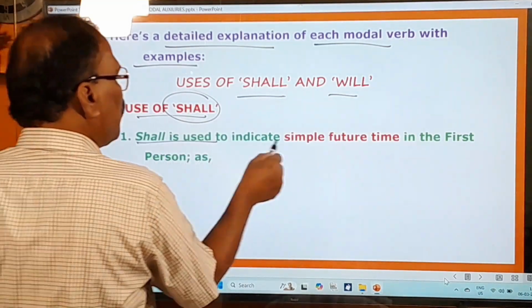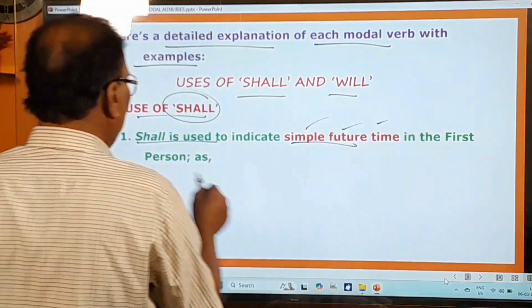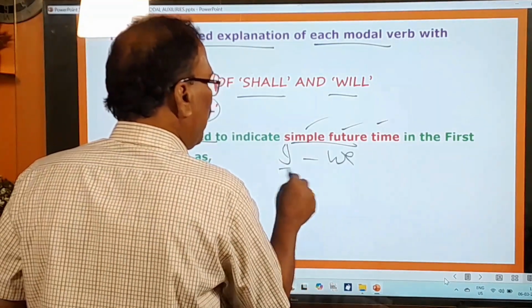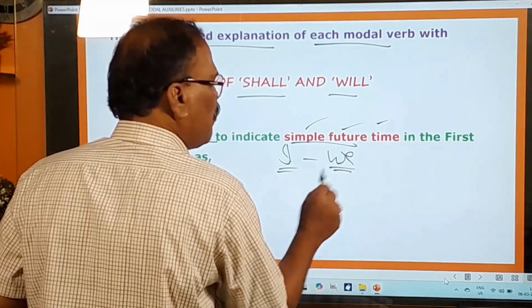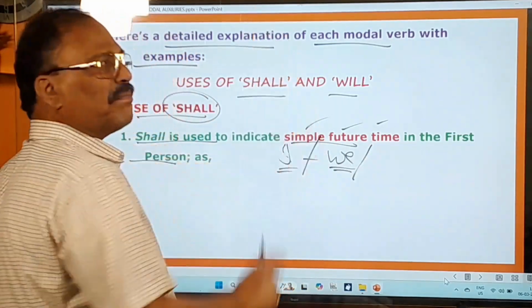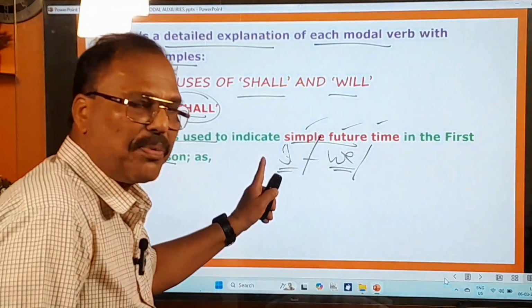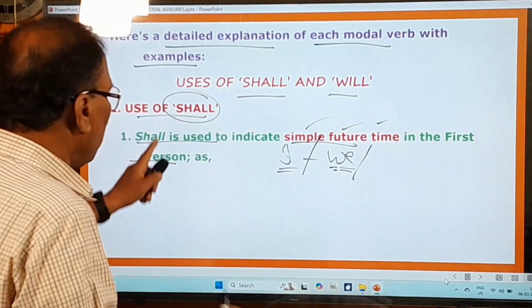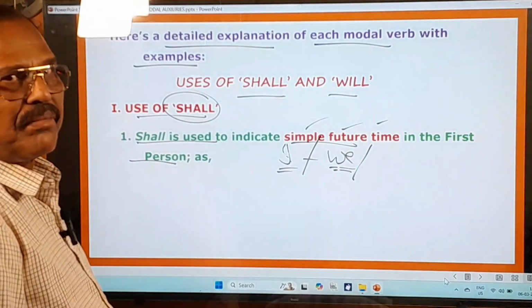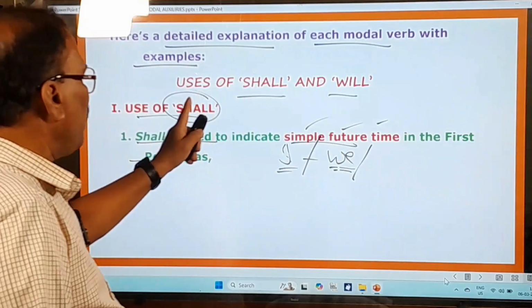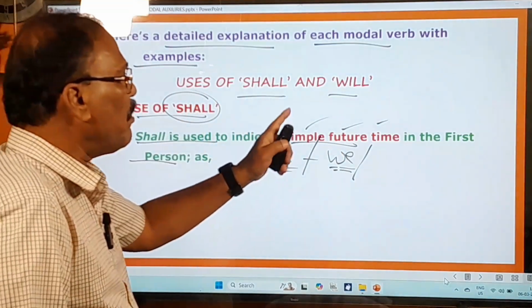Shall is used to indicate simple future time in the first person. What is the first person? I and we. Okay, first person singular I, first person plural we. That means with I and we must use only shall. Shall is used only with the first person singular I and first person plural we. That's all. Okay, so that is the restriction. With the first person singular I, first person plural we must use shall to indicate simple future time.